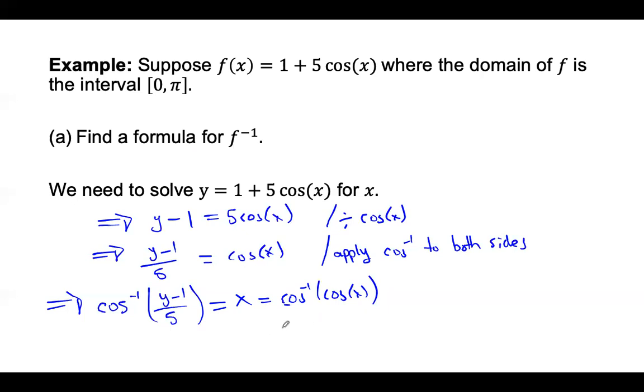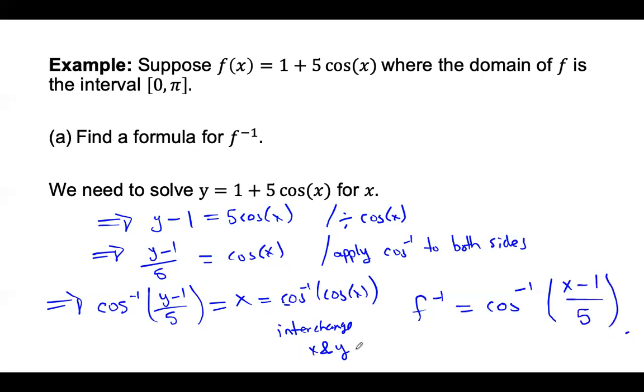So now if we wish, we could interchange x and y, and we get f inverse is equal to cos inverse, and we're just flipping the x and y. So now this is cos inverse of x minus 1 divided by 5. So that is our inverse. Okay. So it's exactly what we did before. It just has a cos function.